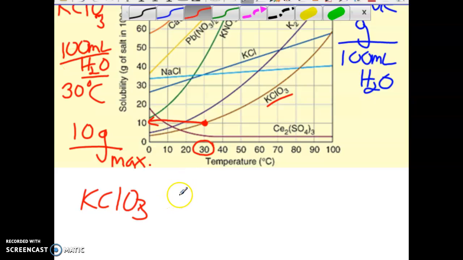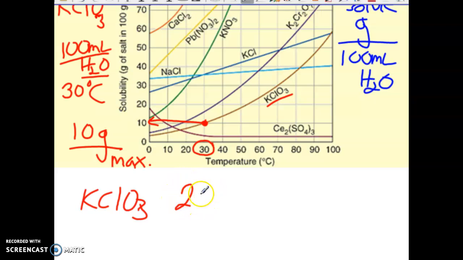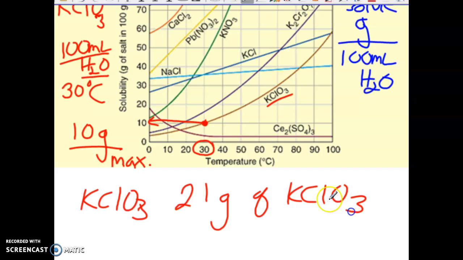Sometimes you might be asked, what type of solution occurs when you have, let's say, 21 grams of KClO3 in 300 milliliters of water. So this is really just a relative scale. So for example, this 10-gram maximum is for 100 milliliters, but you can adjust that.